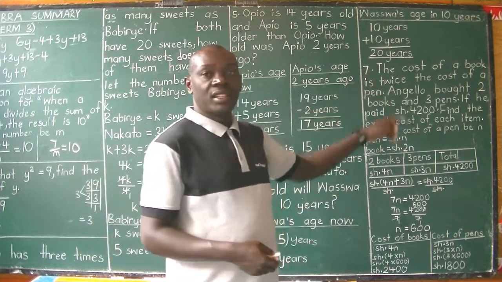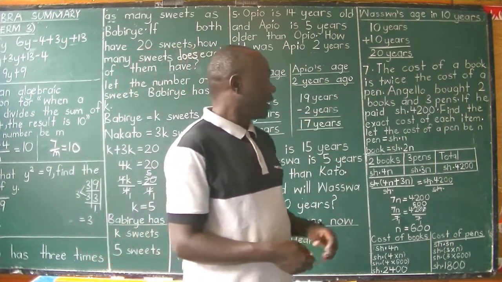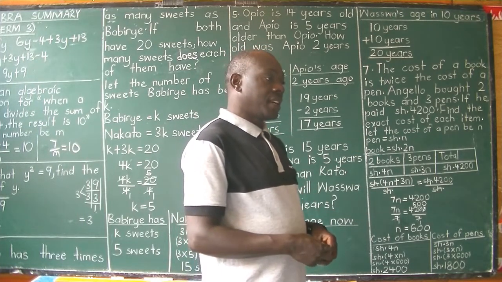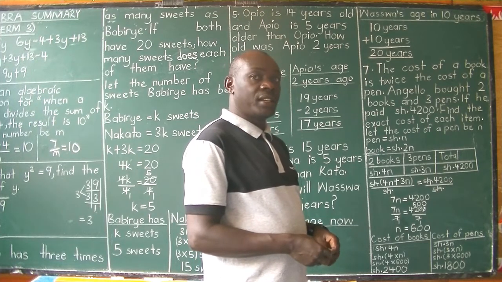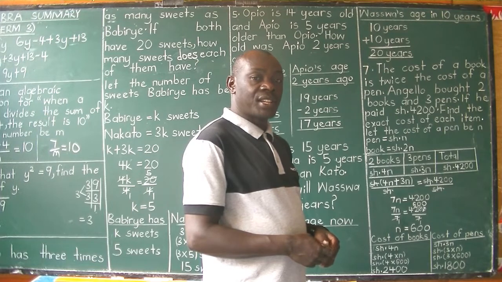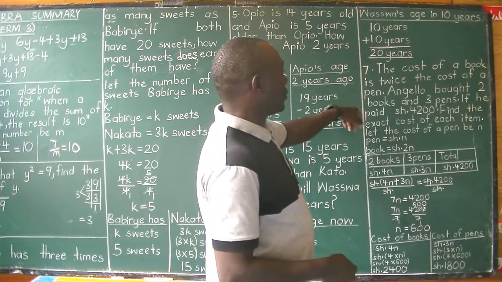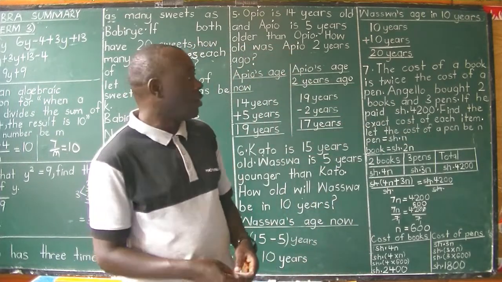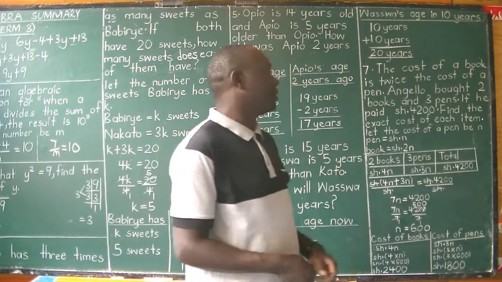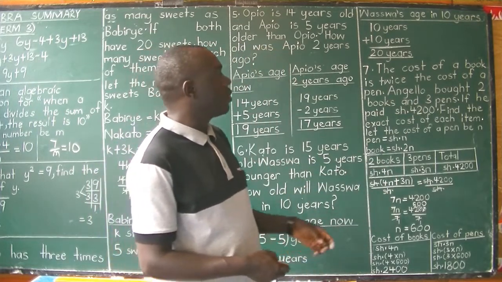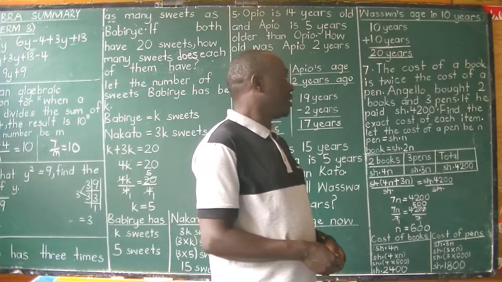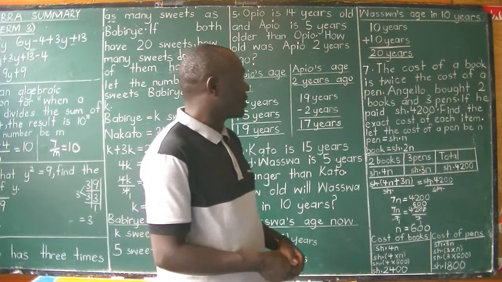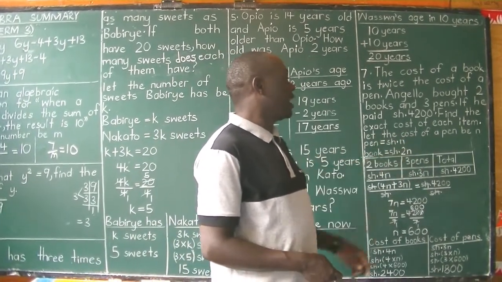As we look at example number 7 for today, as the last example, which you must also care about, and which when followed, you will answer accordingly. It reads there, the cost of a book is twice the cost of a pen. Now, Angelo bought 2 books and 3 pens. If he paid a total of 4,200 shillings, find the exact cost of each item.